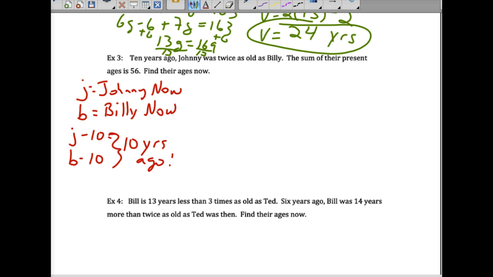Okay? So, see if you could write the first equation, because that deals with the minus 10s. Read the first sentence carefully. Try to write the first equation. Raise your hand when you got it.